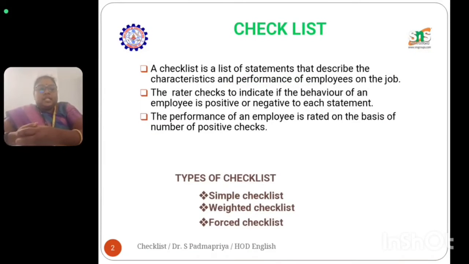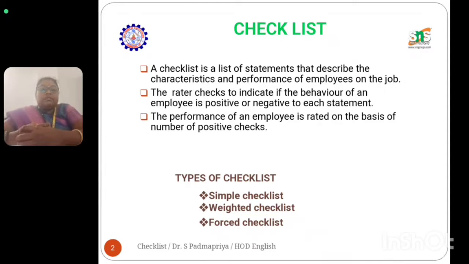So a checklist is a list of statements that describe the characteristics and performance of employees on the job. The rater checks to indicate if the behavior of an employee is positive or negative in each statement. And the third one is the performance of an employee is rated on the basis of the number of positive checks.